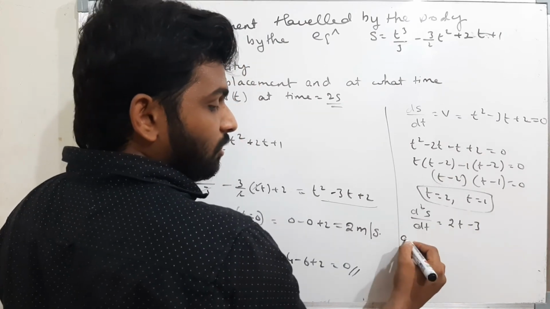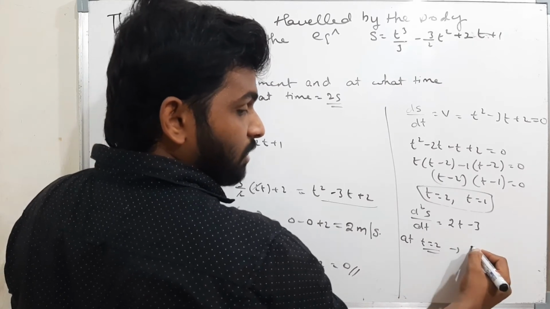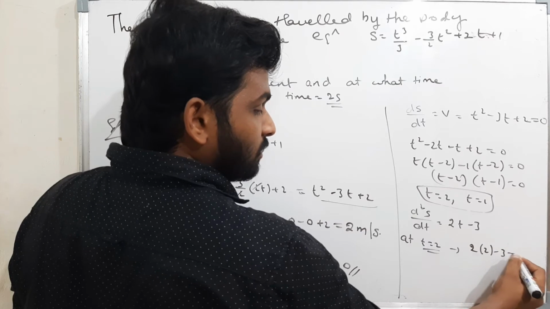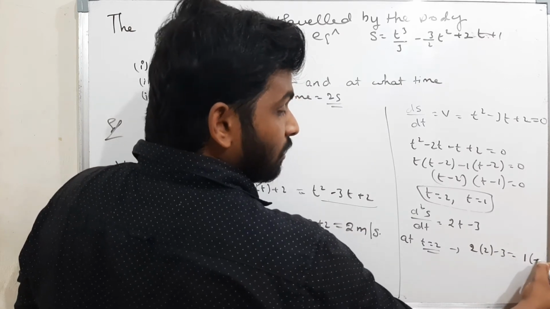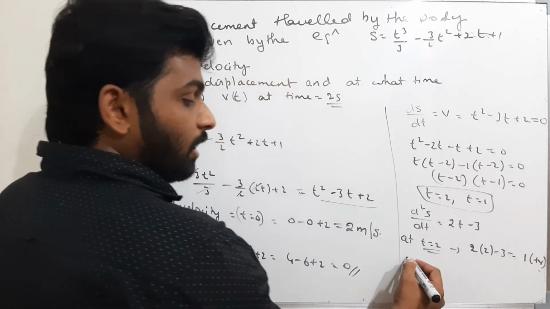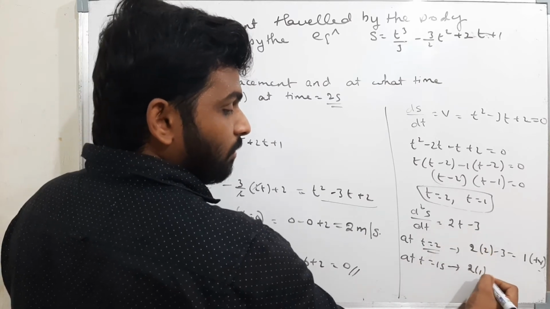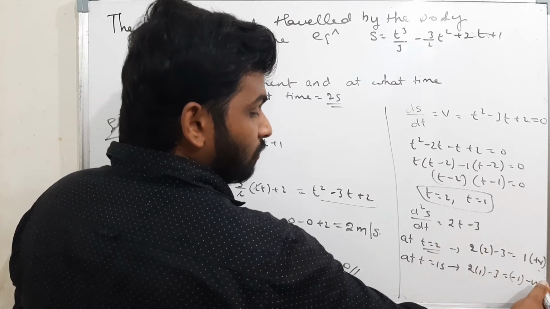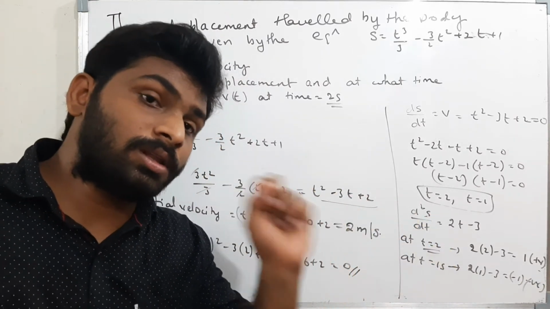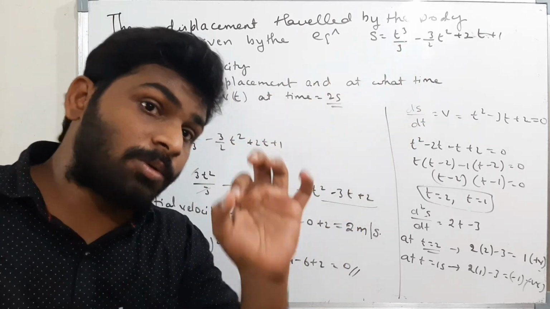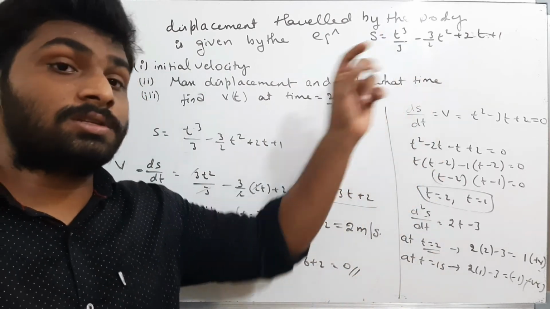Now keep time t equal to 2. What is the value of this? 2 into 2 minus 3, that is 4 minus 3 is 1, which is a positive value. Now for time t equal to 1 second, keep 1 here. What you will get? 2 into 1 minus 3 is minus 1, a negative value. When double differentiation of the equation is negative, then the equation will be maximum. When the double differentiation is positive, then this equation is minimum.